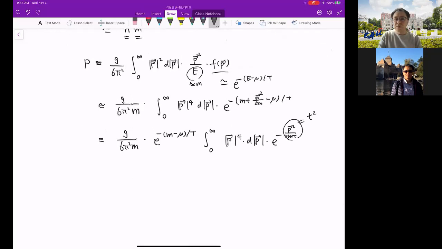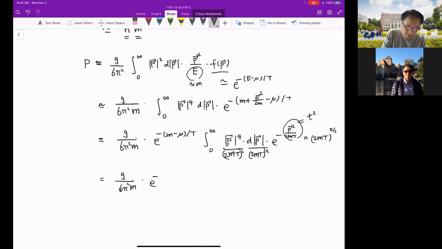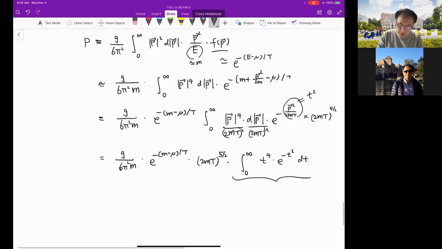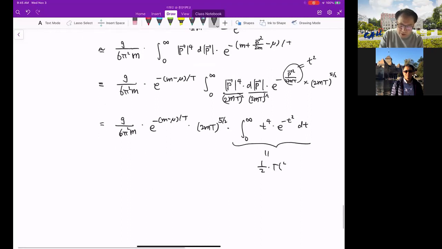The exponent becomes t square, and we divide by 2mt square for p to the fourth, and this second term is the 2m over 2mt over 2m, the square root of 2mt, and then multiply by 2mt over 5 over 2. So this integral becomes this one and 2mt to the 5 over 2. We have integral, which is independent of temperature, so t to the fourth times exponential and dt, and this integral is nothing but the 1/2 times gamma 5 over 2.